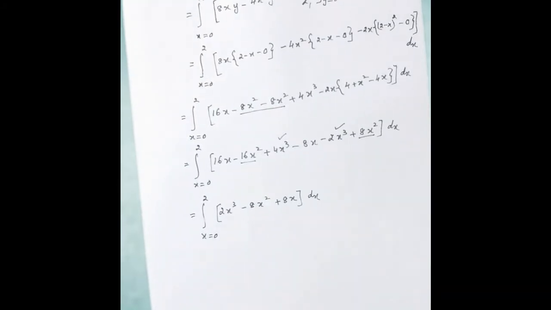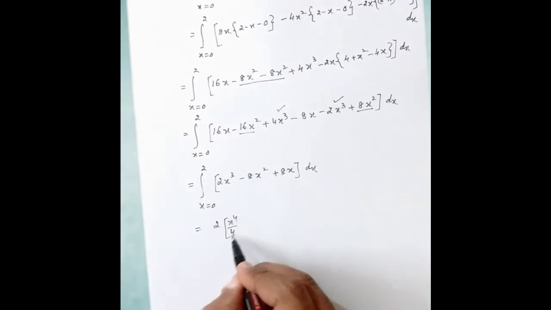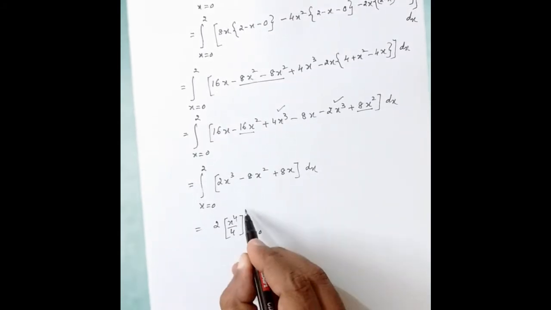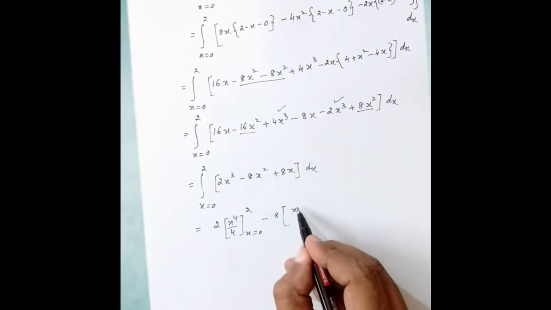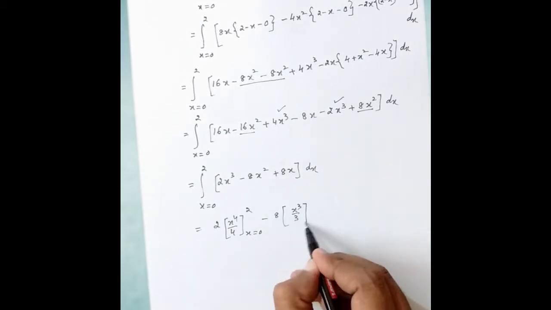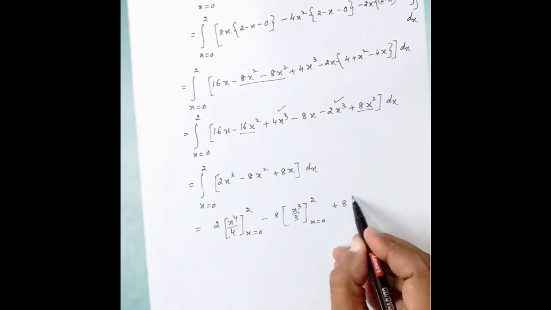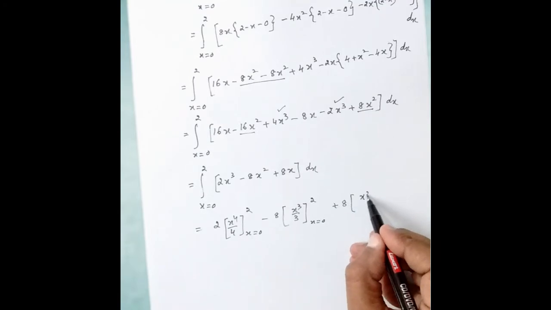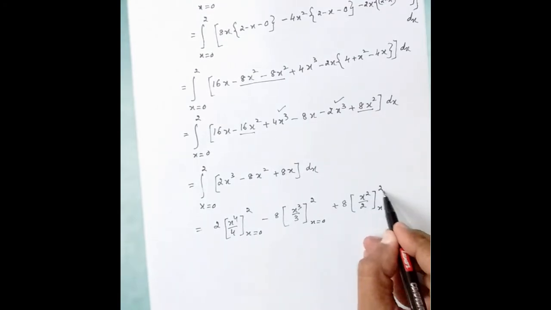Now let us try to integrate this one. It will be equals to 2 times of integral of x cube will be x power of 4 by 4. Limit values will be x is equals to 0 to 2 minus 8 times of x square integration will be x cube by 3. Limit values will be x is equals to 0 to 2 plus 8 times of integral of x will be x square by 2. Limit values will be x is equals to 0 to 2.